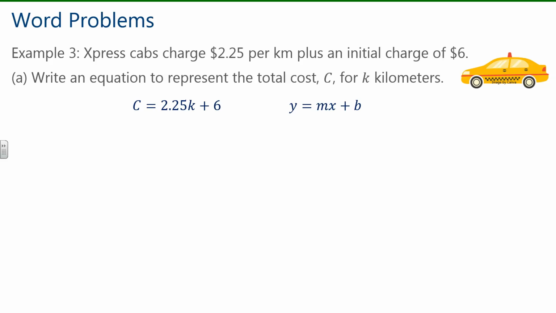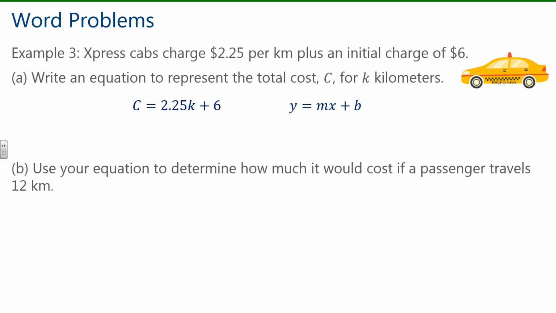So now let's compare that to y equals mx plus b. So you can see that the slope in this case would be 2.25. That's the rate at which the cost is changing. Whereas b, the y-intercept, is 6. How much was added on? It was the initial amount.